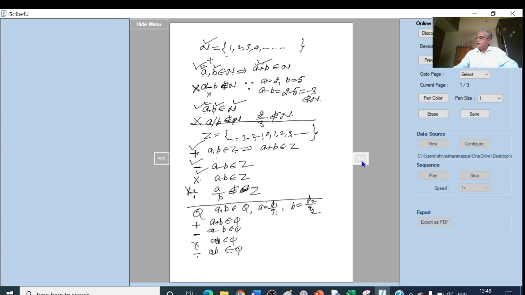while defining the rational number, we define it like this: P by Q, and the denominator is not equal to 0. This is the condition here. So therefore I am going to exclude 0 from Q. That means I will consider Q minus 0. Okay, then P1 by Q1, this is an integer, this is an integer, neither P1 nor Q1 is 0 here.